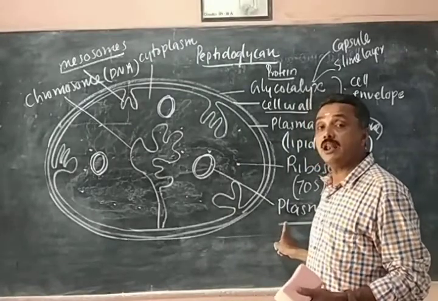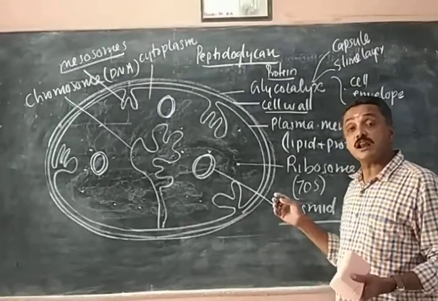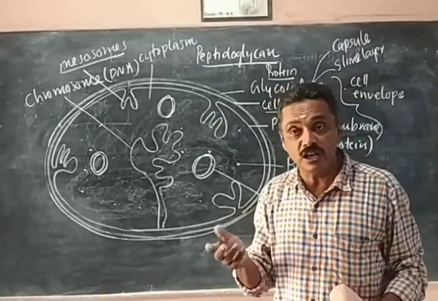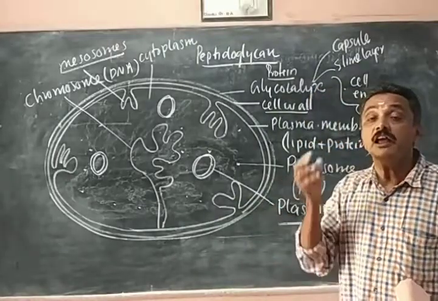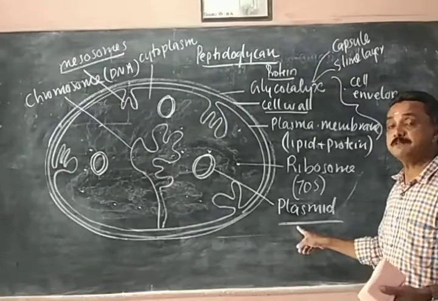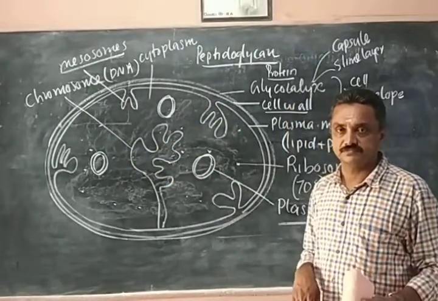These plasmids contain valuable genes, such as antibiotic resistance genes, antibiotic producing genes, and sex determining genes. Important genes are present in these plasmids. And these plasmids are one, two, three or more in number.